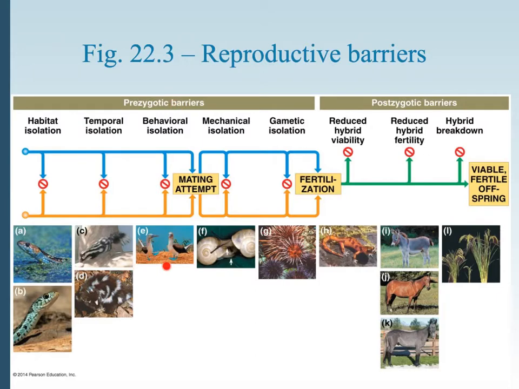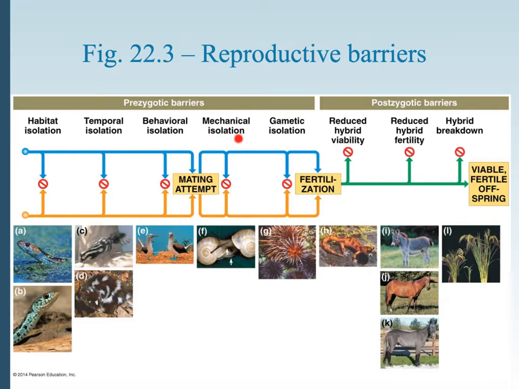Behavioral isolation, that's the blue-footed boobies, where if you don't know the right behavior, you're not going to successfully attract a mate. Then, if you bypass all of these, you're in the right location, at the right time, behaving the right way, then a mating attempt might happen. If that happens, there are still two further prezygotic barriers that could prevent progeny.